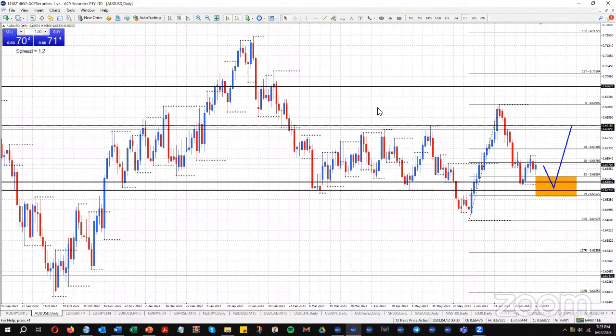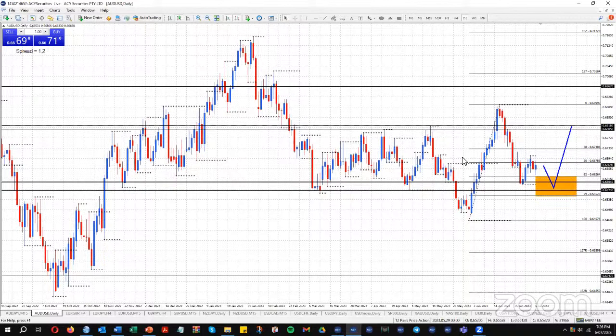And of course, if that doesn't transpire, I'll have to look at some other way of maybe getting long if we start to move up. But I'm not opening up any new positions now ahead of the US job figures, because if the US job figures come out very, very positive, that's going to be US dollar positive, and that Aussie dollar is going to move down.